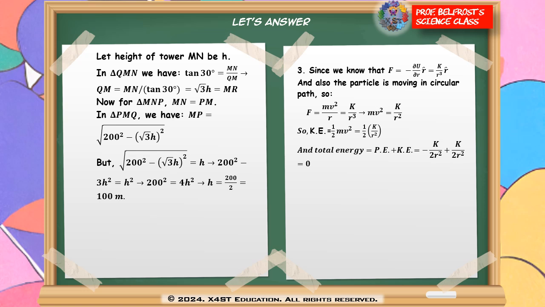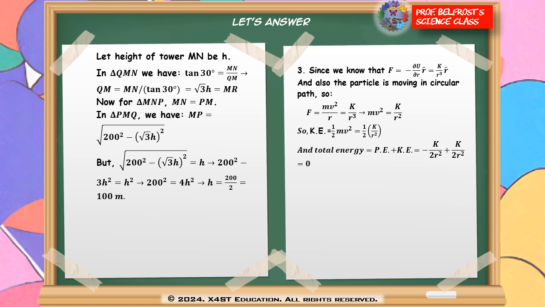Number 3. This is a very basic question, but we need to know the concept before we can solve this problem. We know that the force is the derivative of the potential energy with respect to the position vector.